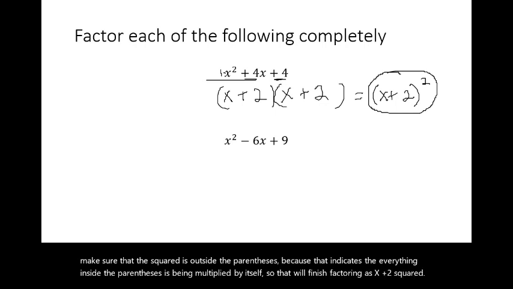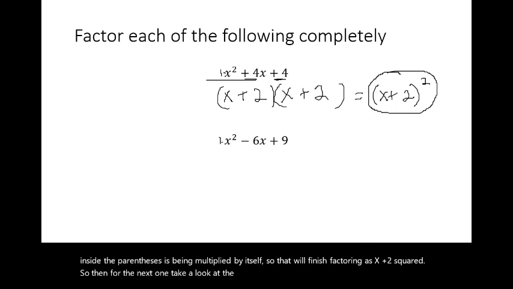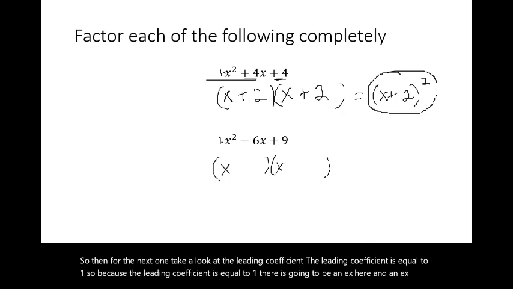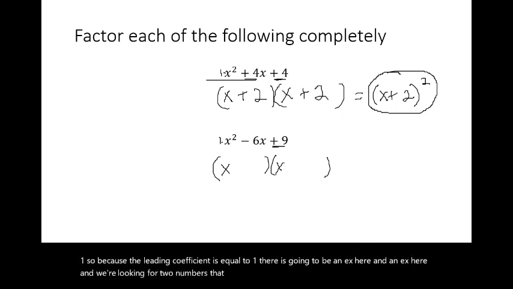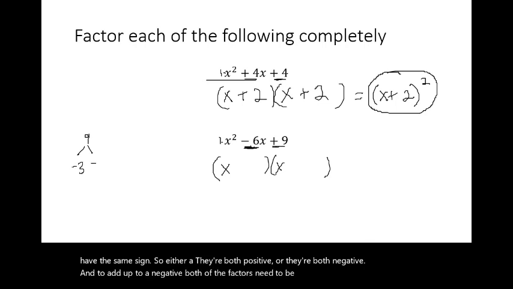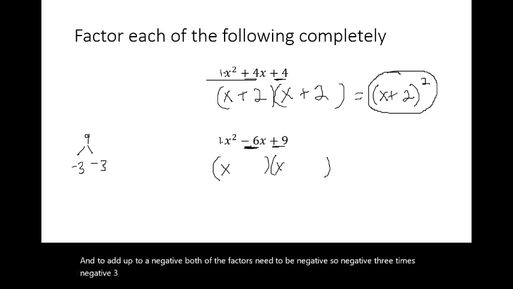So then for the next one, take a look at the leading coefficient. The leading coefficient is equal to 1. So because the leading coefficient is equal to 1, there is going to be an x here and an x here. And we're looking for two numbers that multiply to positive 9 and add up to negative 6. Well, the only way that you can multiply two numbers and have a positive product is if the two factors have the same sign. So either they're both positive or they're both negative. And to add up to a negative, both of the factors need to be negative. So negative 3 times negative 3 will give you positive 9. Negative 3 plus negative 3 will give you negative 6.